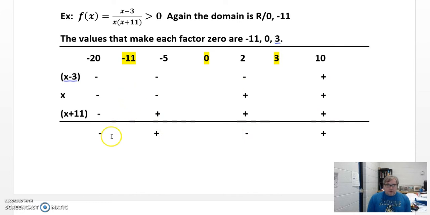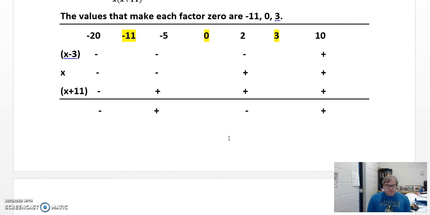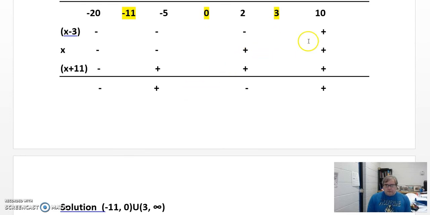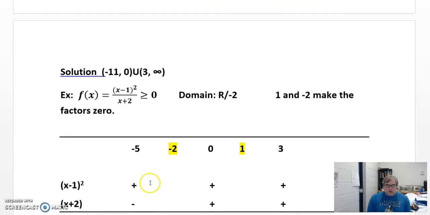Don't fall into the trap that it's always going to be this pattern. And also don't fall into the trap that it's always going to switch signs. This could be just as easily plus plus. We'll have an example with that later. So I want to know where this is greater than 0. Well, from negative 11 to 0 and from 3 to infinity. And notice I did not include any brackets because it didn't ask for equal to 0, just greater than.